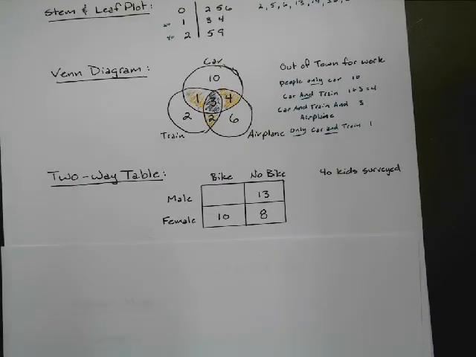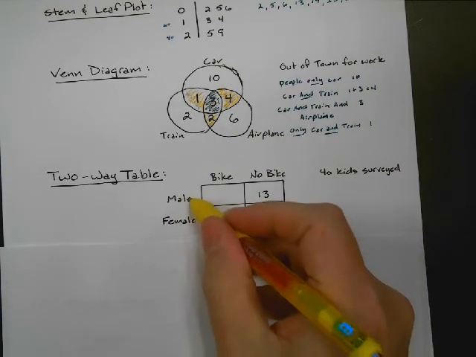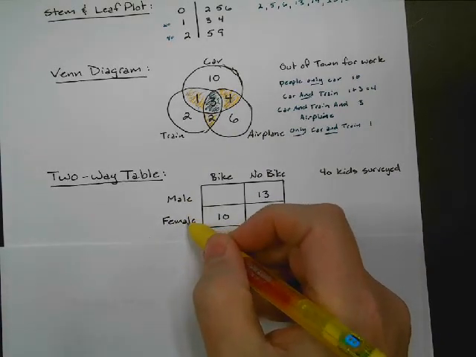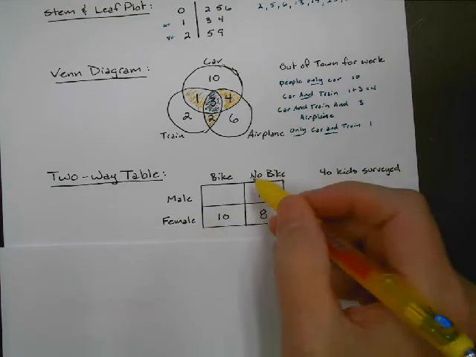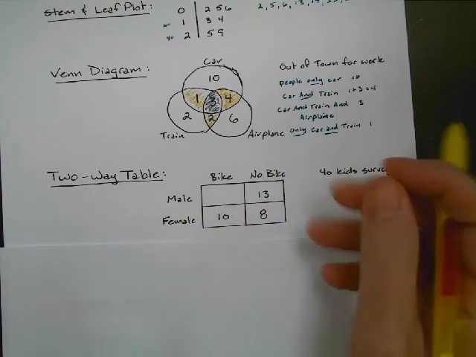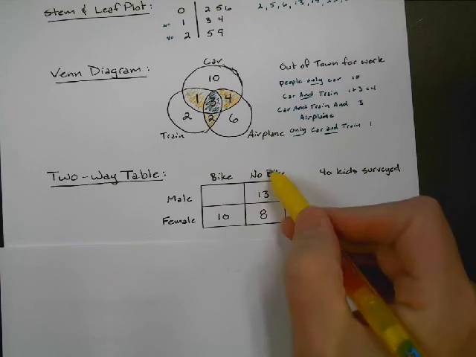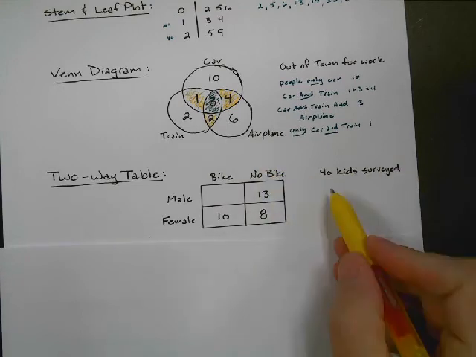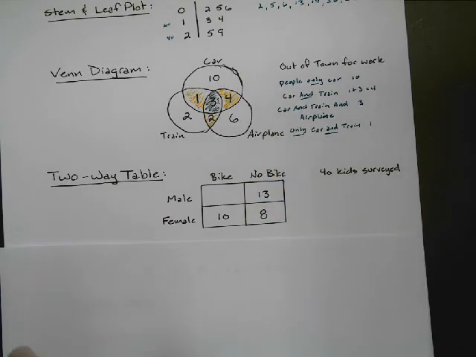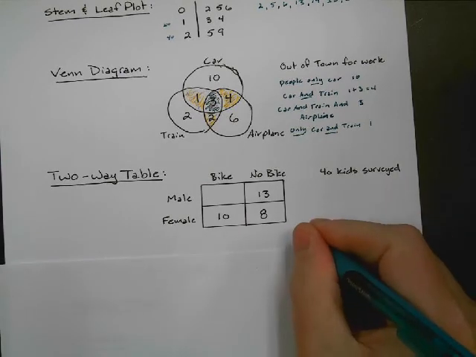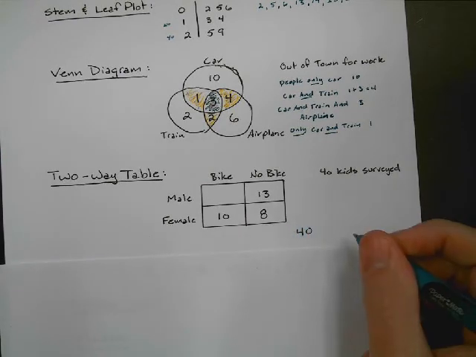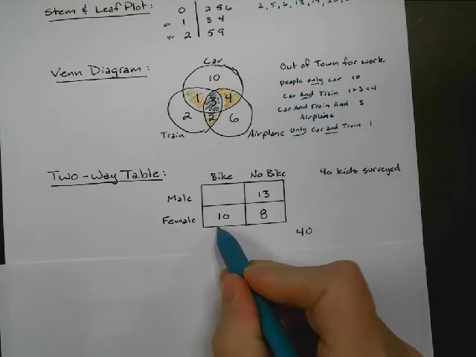A two-way table. A two-way table is when you're looking at two events that are intersecting. So here, our first event is we have males and females. We would call that an event. And then we would have bikes and no bikes. So that's the other event, is owning a bike and not owning a bike. So here we see that there's 40 kids surveyed. So I would say, okay, this is 40 over here. That's my grand total.